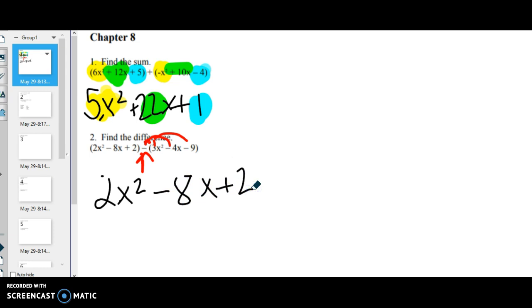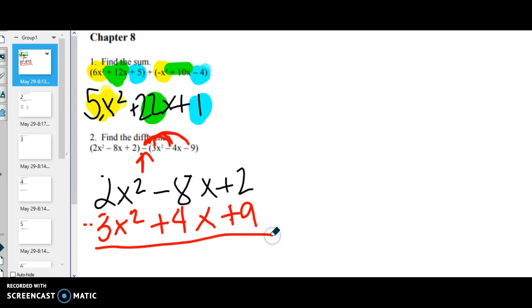And then I'm going to write the other part under it. So I have to minus 3x squared. Then I'm going to minus a negative 4x. So really I add 4x. This is the part that they're looking for, that plus 4x. That's what I'm looking for in the final to see if you can do that. And then minus a negative 9 really means you plus 9. And so now I can put all this stuff together.